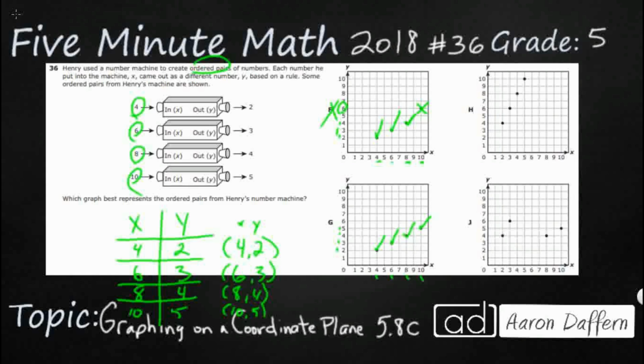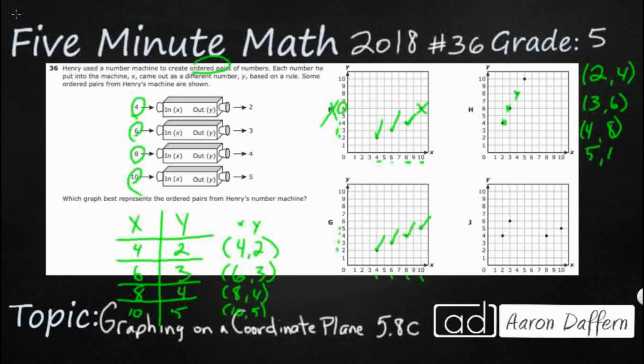So let's see what these other ones are doing. J just looks like a mess, but H has got quite a pattern. You know what? I'm going to go ahead and plot these. Look at H, because we know it's wrong. It's 2, 4. That's the first one. Next one is 3, 6. The next one is 4, 8. And the last one is 5, 10.